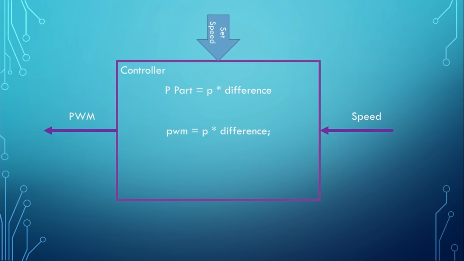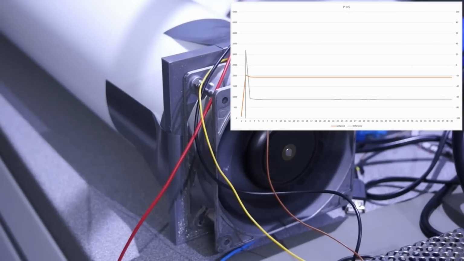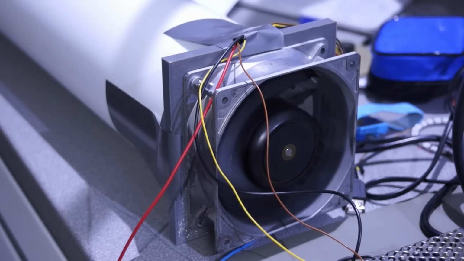Let's try now how the system reacts on a set speed of 2000 RPM. I set the P factor to 0.5. The speed is in orange color and the difference is gray. The left axis is for speed and the right for difference. The fan starts quickly, overshoots the 2000 RPM a little and settles quite fast on below 2000 RPMs. So we do not reach our goal to get constant 2000 RPM. At least we get a constant speed.